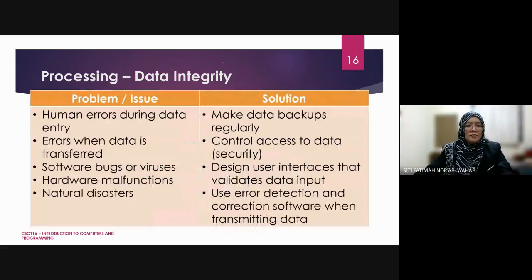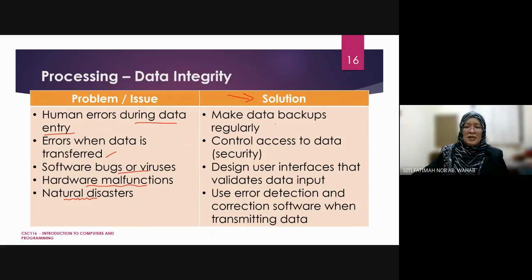So the issues that we have with our data. Humans make errors during data entry. This is normal and happens very often. You want to type X, you type C. You want to type 3, it becomes 4. There are errors when data is transferred. You have already finished data entry, and when you transfer the data, there are errors. You have software bugs or viruses. You have hardware malfunctions. And the one that we cannot predict is natural disaster: flood, storm, tsunami.